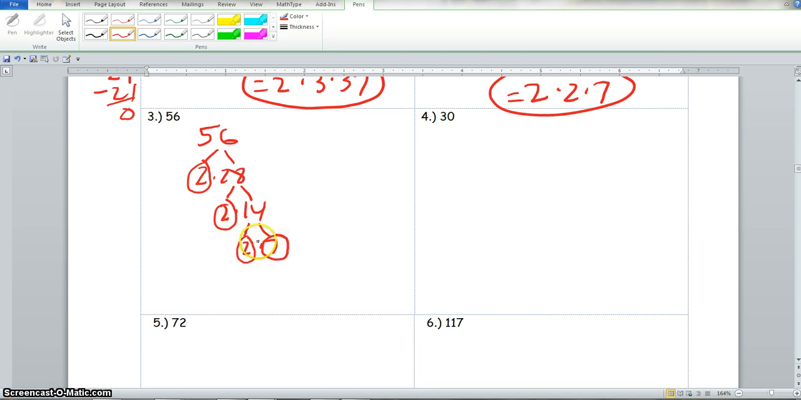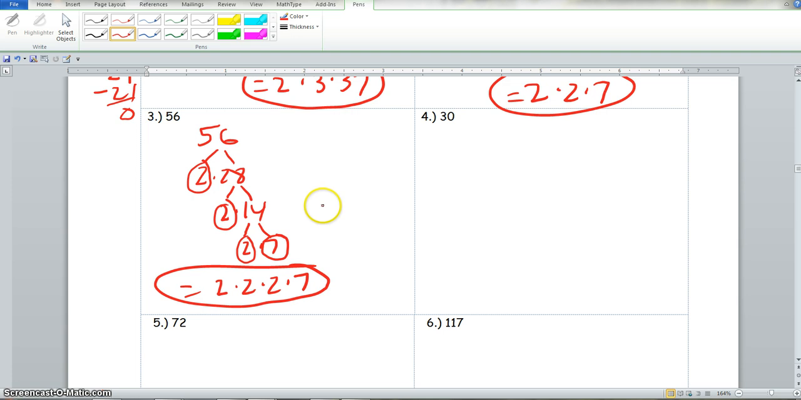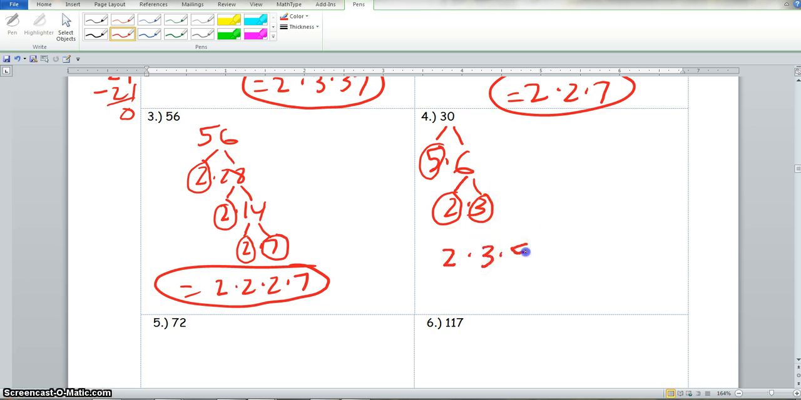And see how the divisibility rules make it easy for you, because if you know it's even, automatically you know 2 goes into it. If you add those digits together and it gives you a multiple of 3, 3 goes into it. And if it ends in a 0 or 5, 5 will go into it. So we could take 30. Since it ends in 0, let's just take 5. We know 5 times 6 is 30. Now we could break down 6 to 2 times 3. So we have 2 times 3 times 5. And that will be our prime factorization of 30.